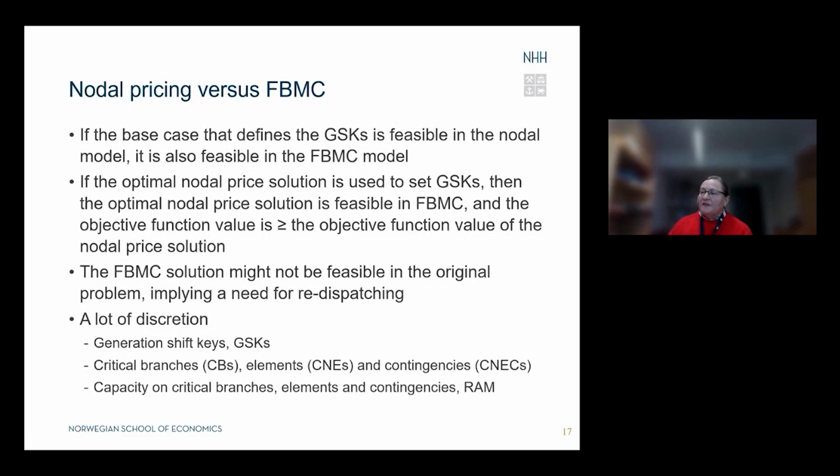You have to decide on these generation shift keys. You have to decide on what are the critical branches, or elements, or what are the contingencies which are going to be used. And the capacity of these critical elements is also a factor that is very important to determine. So in the interest of time, I would like to stop here, but I think there is a lot of work that needs to be done in this area still because of all this discretion that is left to the TSO.